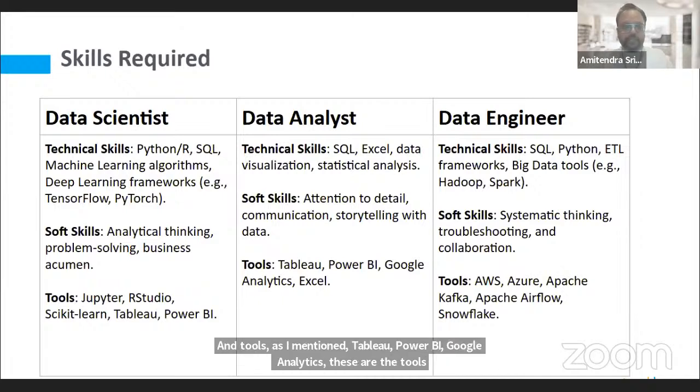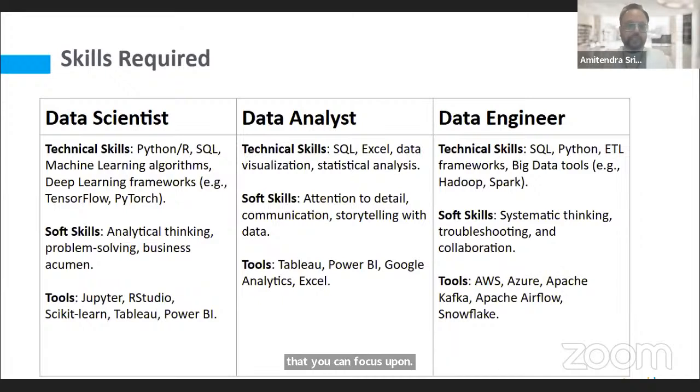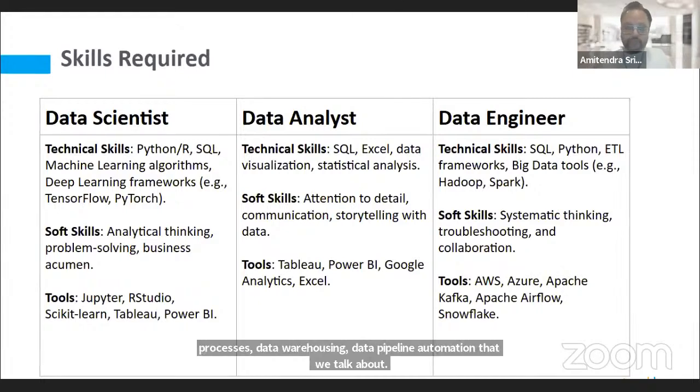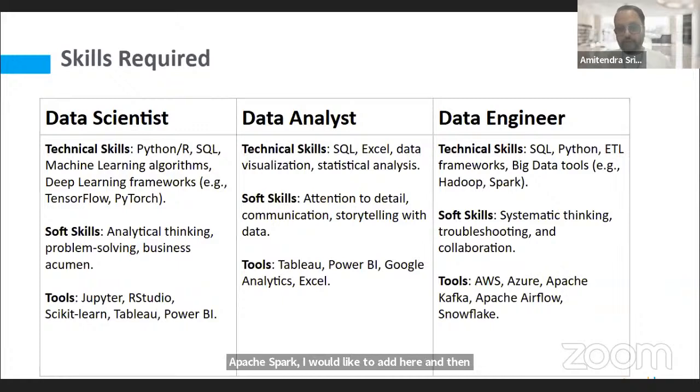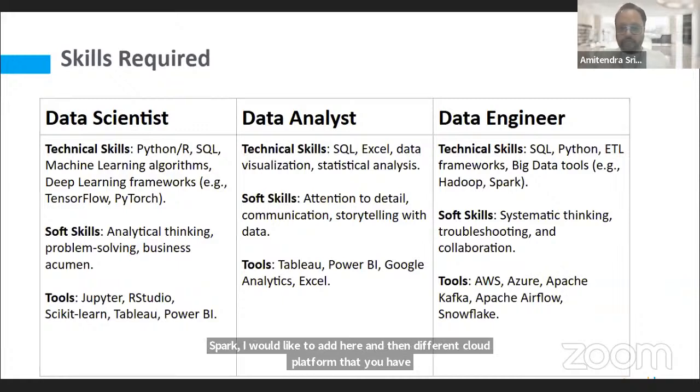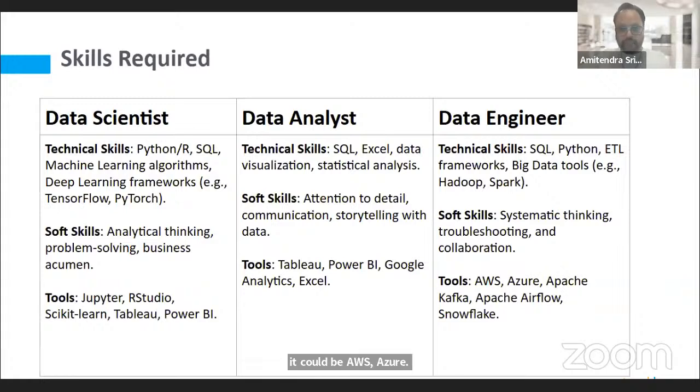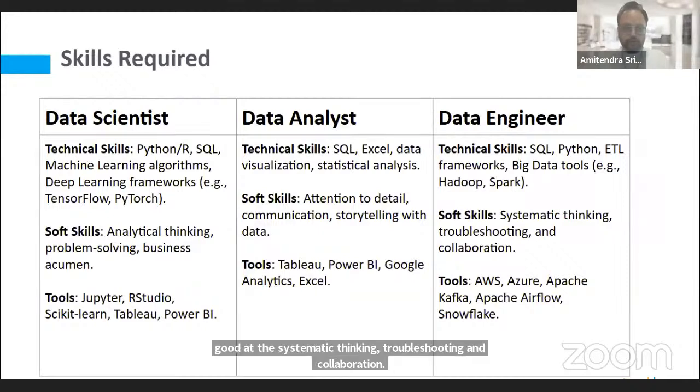Then data engineers, when we are talking about, the core skills would be proficiency in database management, ETL processes, data warehousing, data pipeline automation that we talk about, skills in SQL, Python, Apache Spark I would like to add here, and then different cloud platforms that you have. It could be AWS, Azure, Apache Kafka. These are the tools and technical skills you need. And in addition to that, in terms of soft skills, not to forget systematic thinking, because you will be working with data warehousing projects, data architecture. So you should be very good at systematic thinking, troubleshooting, and collaboration. So these are the skills required for different job roles.